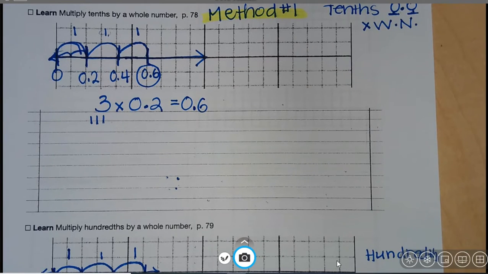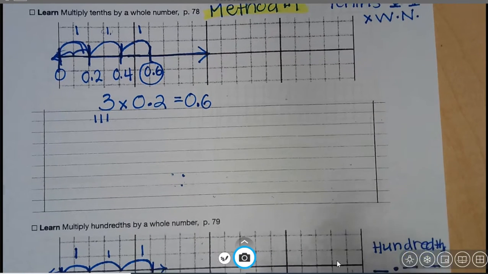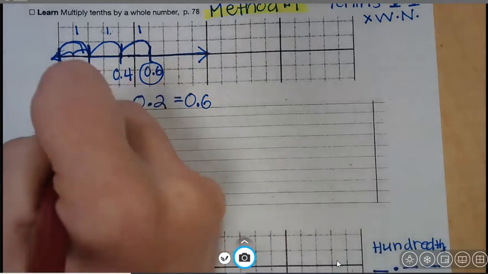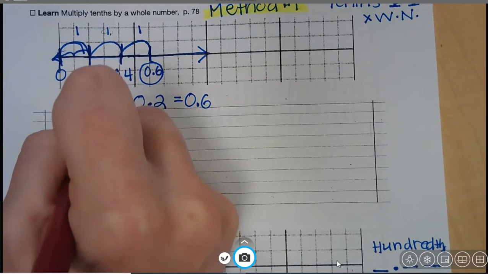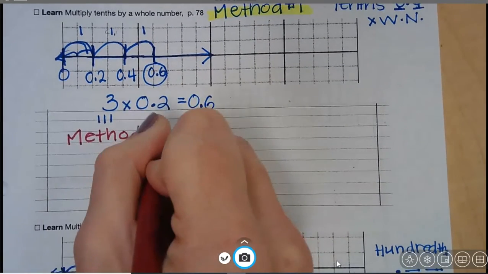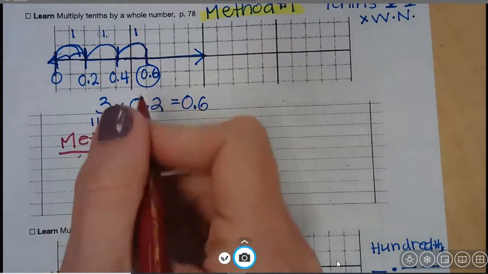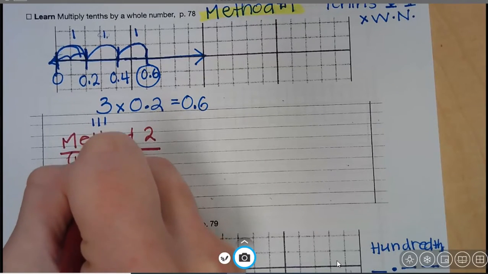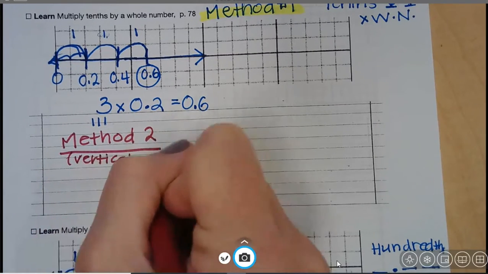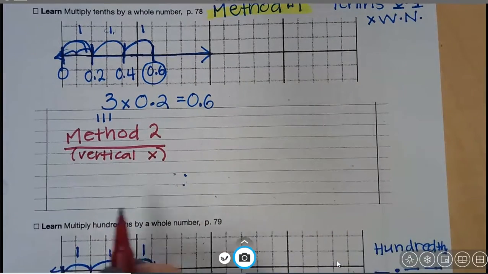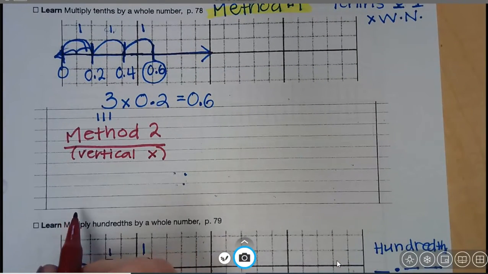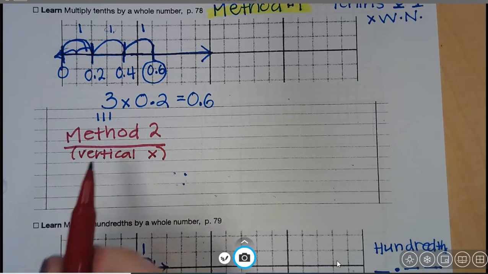Okay. On my paper, I'm going to use a different color to show you method number 2, so you don't get confused. So method 2 is going to be where you're multiplying vertically. So we're going to write vertical multiplication. Using this same problem, I'm going to multiply 3 times 2/10.